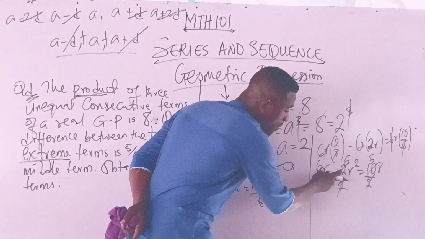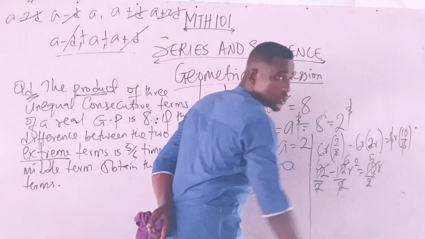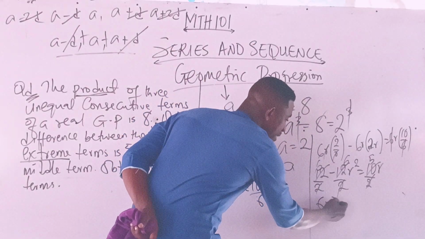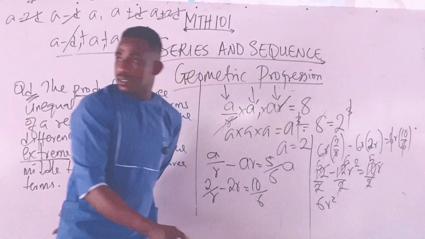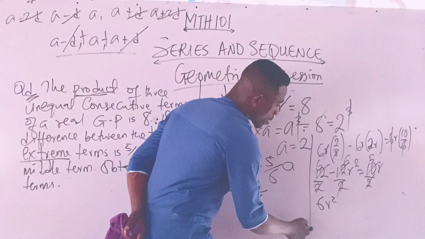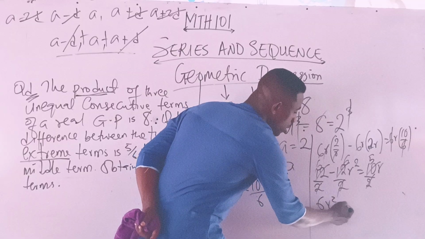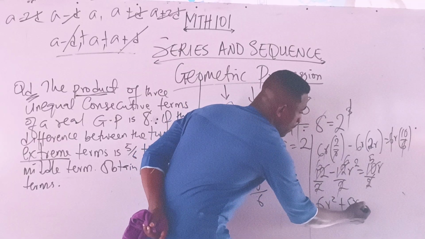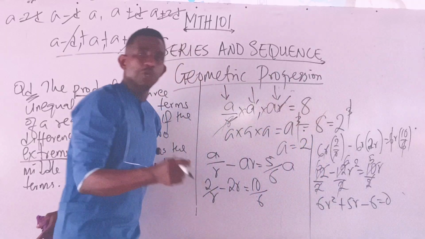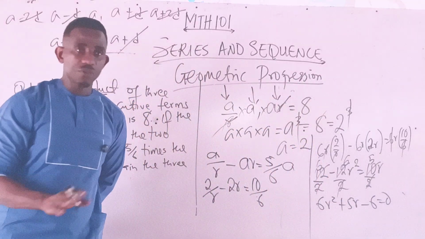We are collecting, but minus 6R squared will cross. Everything will cross. So we now have plus 6R squared, plus 5R minus 6 equal to what? 0. So use the calculator, mode 5, 3.